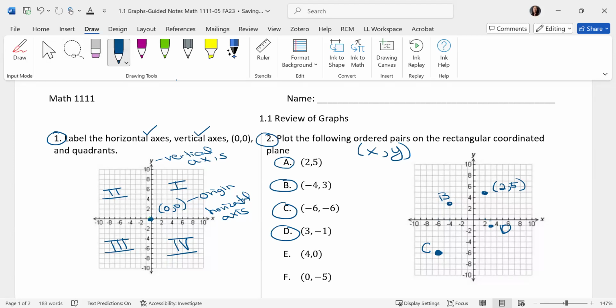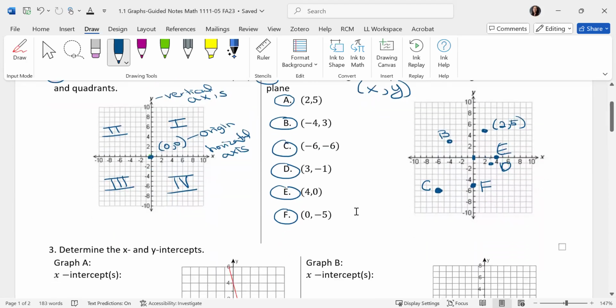E, 4, 0. So here, 4 is our x value. Y value is 0, so we don't move up or down, right? We have to stay on the x-axis because that's where the y value is 0. So that's E. And then for 0, -5, the x value is 0, so we stay on the x value where it's 0, and then go down to 0, -5, so that's point F. If you're having trouble plotting points, I am expecting that you feel comfortable with this coming into our class, but if you have trouble doing that, we can also work on it outside of class during tutoring sessions.